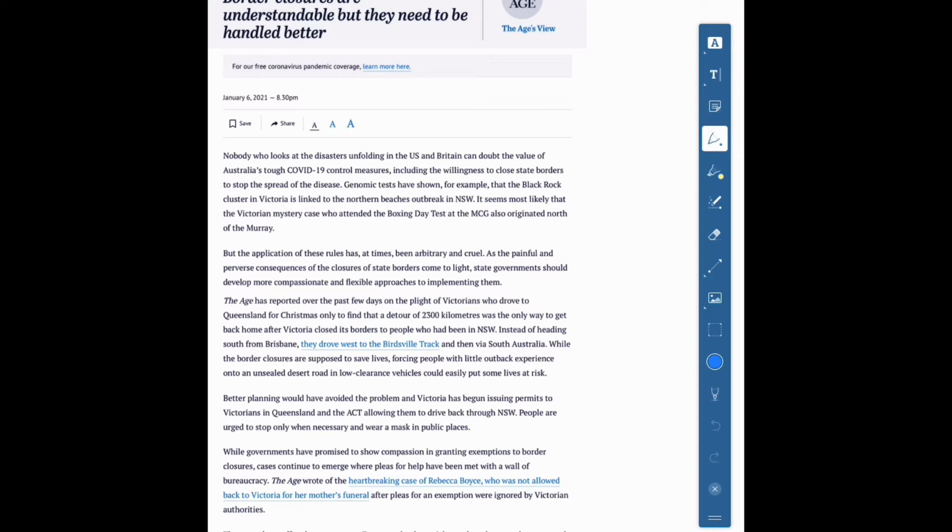So if you see, the title is a complete sentence. It's a complete expression of a full idea. This is not a phrase. This is a complete clause, or complete sentence. Border closures are understandable, but they need to be handled better. So that's the first one. It should be a complete sentence, not a phrase.